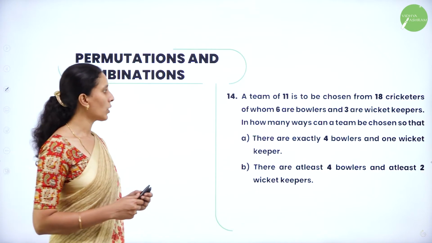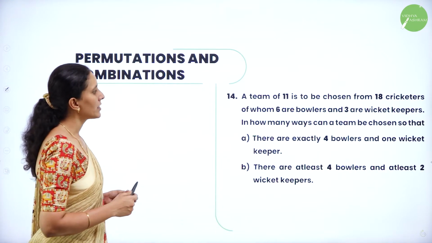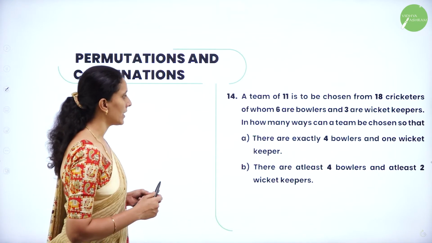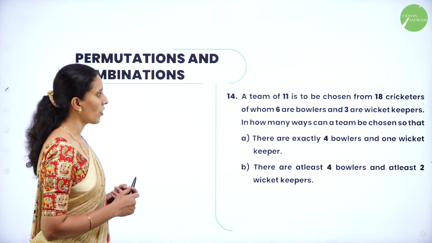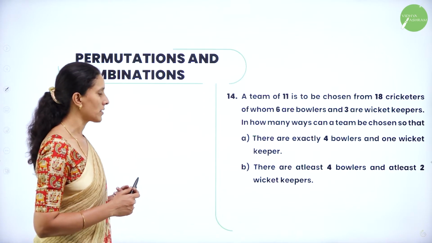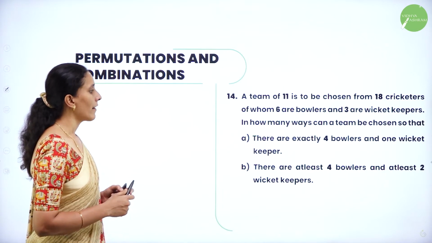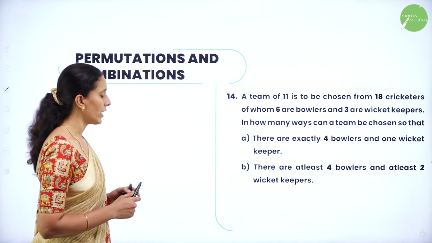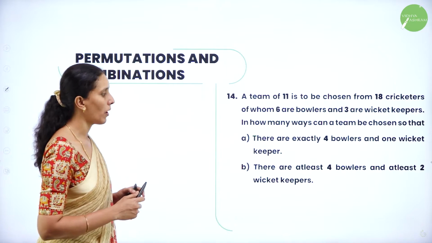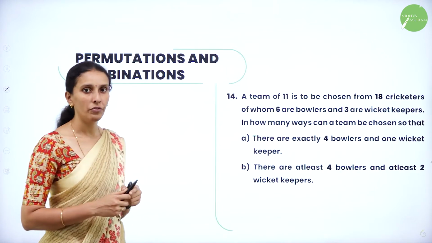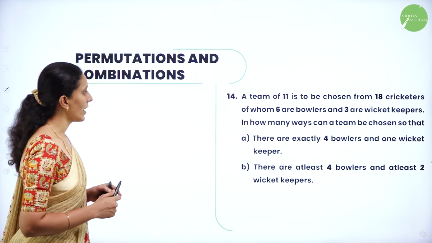So next we have a question. A team of 11 is to be chosen from 18 cricketers, of whom 6 are bowlers and 3 are wicket keepers. In how many ways can a team be chosen so that there are exactly 4 bowlers and 1 wicket keeper, and there are at least 4 bowlers and at least 2 wicket keepers? So let us write this.